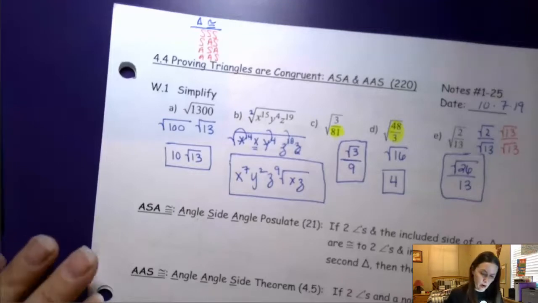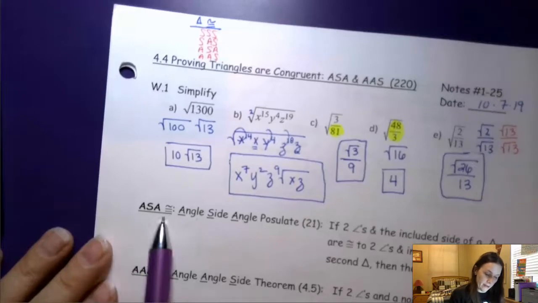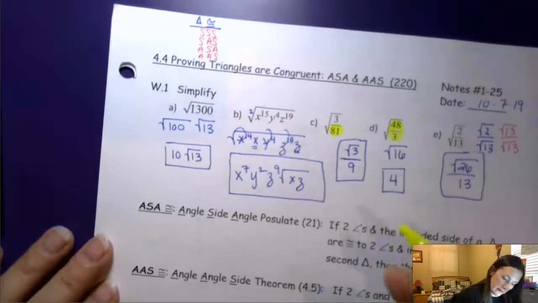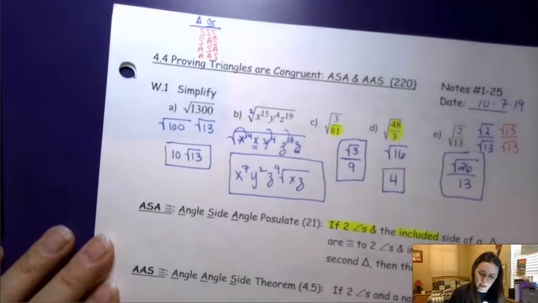I would draw kind of angle, side, angle postulate. If 2 angles and the included side, so that's really important that it's the included side, of a triangle are congruent to 2 angles and the included side of the second, then you know the triangles are going to be congruent.